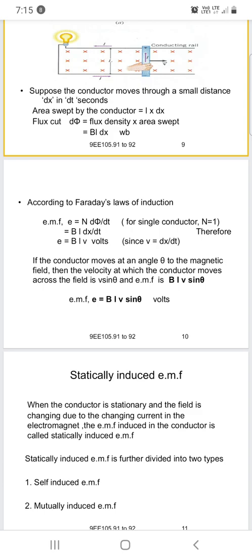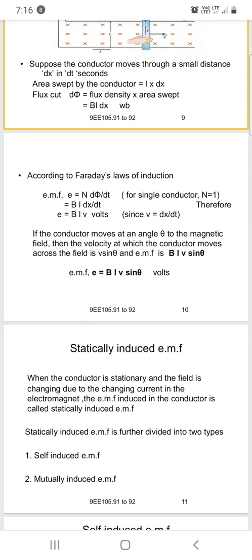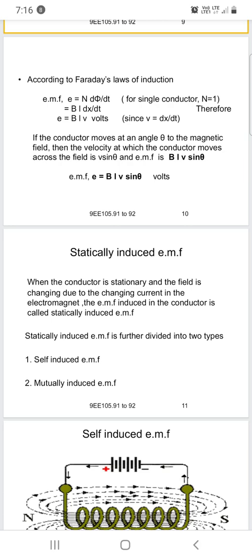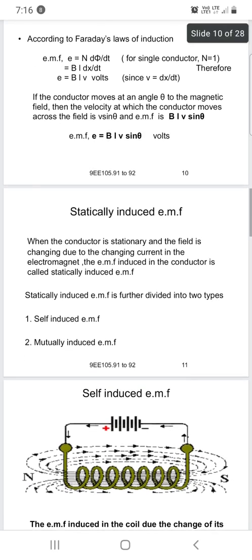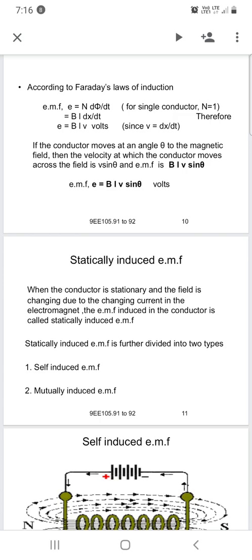If the conductor moves at an angle theta to the magnetic field, then the velocity at which the conductor moves across the field is V sin theta, and the EMF is BLV sin theta, where the EMF is in volts. The EMF is the electromotive force, and its unit is the volt. Where B is the magnetic flux density, L is the length of the conductor, V is the velocity, and theta is the angle between the conductor and the magnetic field.